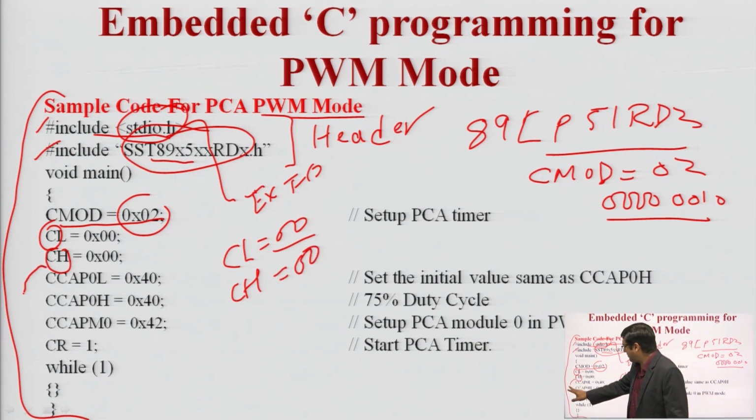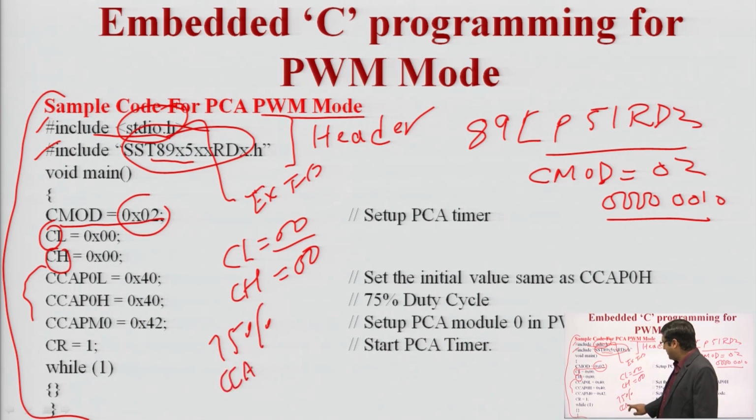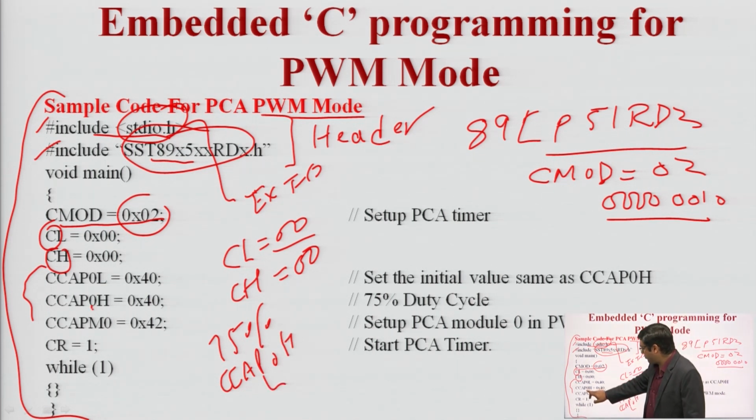After that, what is the value of CCAP0L and CCAP0H? We have calculated that for a 75% duty cycle, what will be the value of CCAP0H? 0 means we are going to work in module 0. It may be CCAP4H for module 4, and CCAP2H for module 2. So, the value of CCAP is 40H.